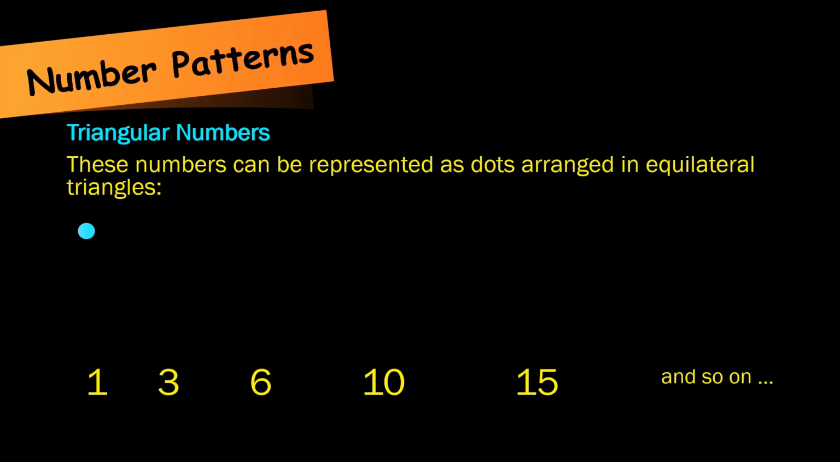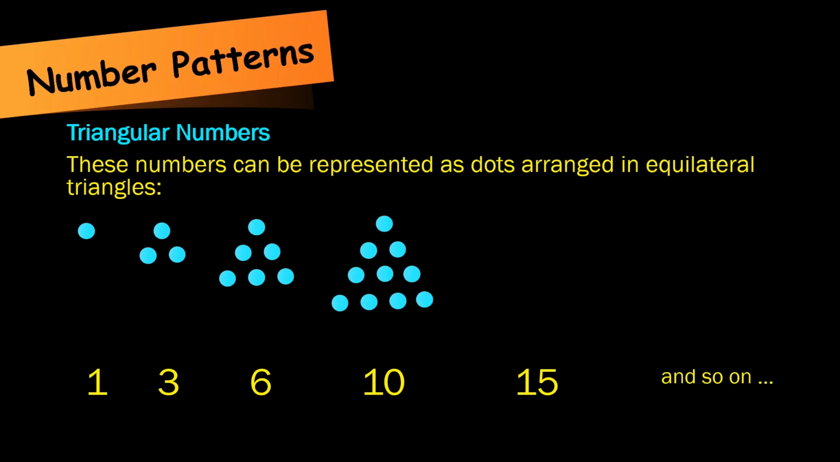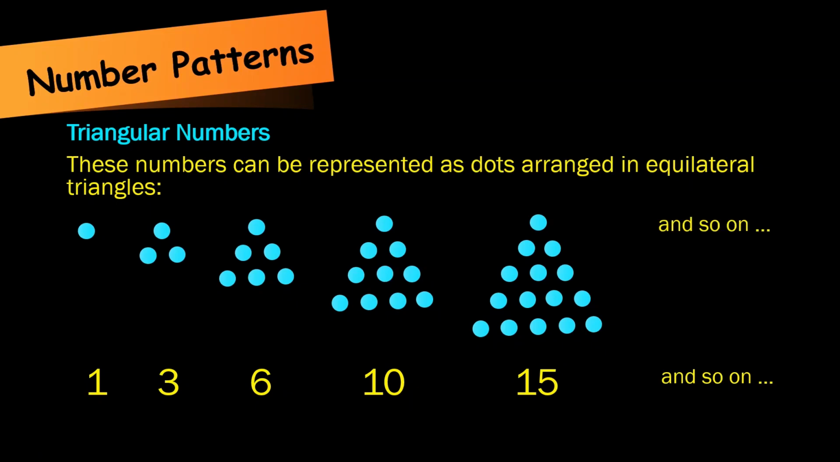The first triangle is simple, it's just one dot. The next triangle is as shown, one dot at the top and two below to form an equilateral triangle. The number 6, or 6 dots, can be arranged as an equilateral triangle as shown here. And similarly for 10 dots being arranged as an equilateral triangle here, and now for 15 dots arranged as an equilateral triangle here, and so on.